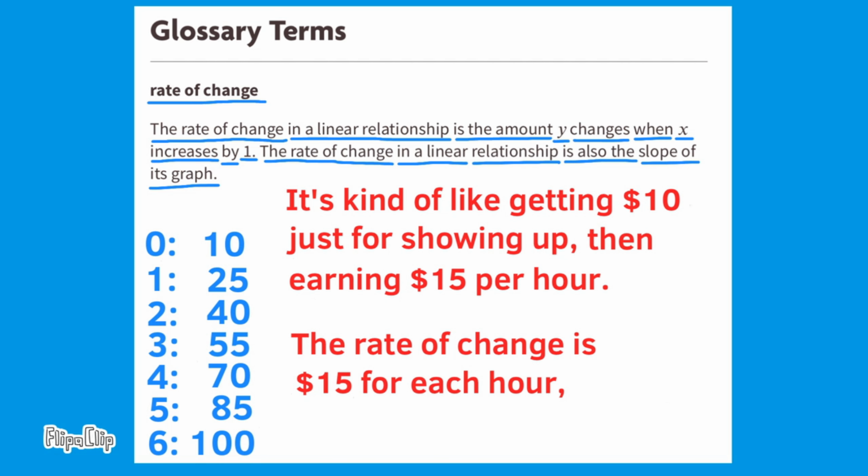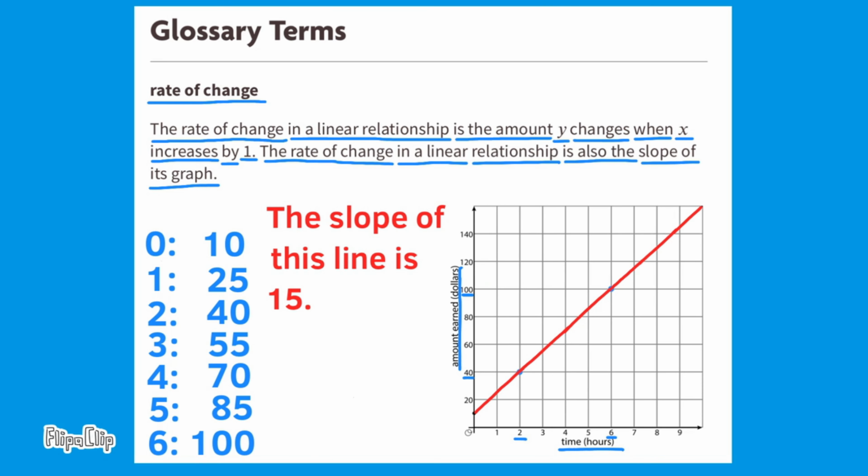The rate of change for this graph is $15 an hour, or 15 to 1, which is the ratio of 15 to 1, and can be represented as 15 over 1 or 15 divided by 1. And 15 divided by 1 is 15, so the slope of this line is 15.